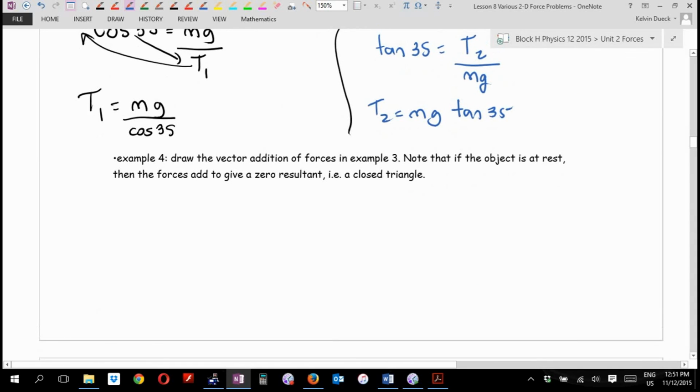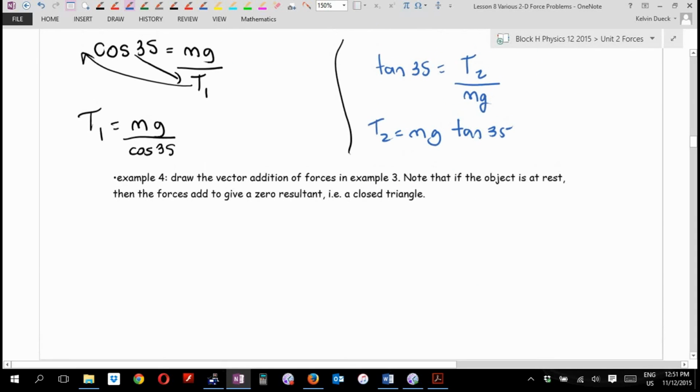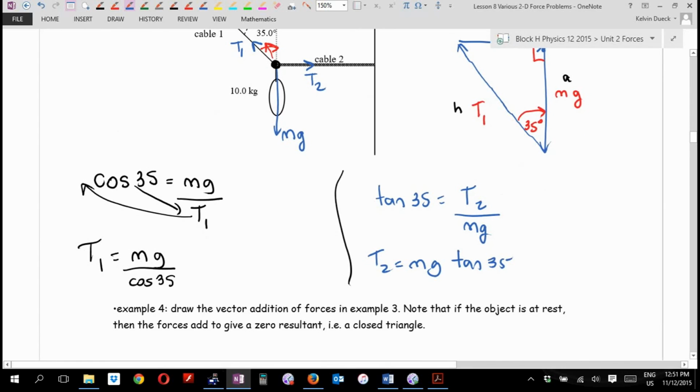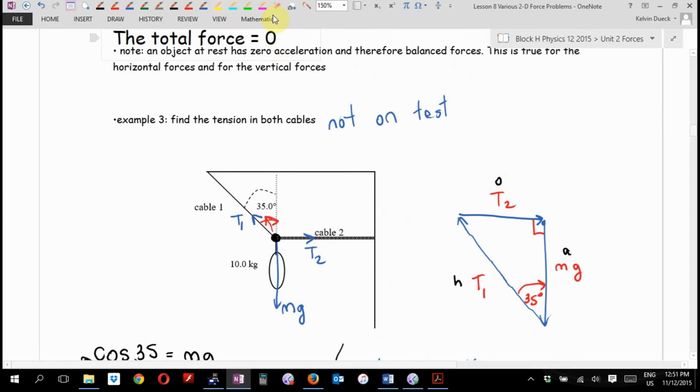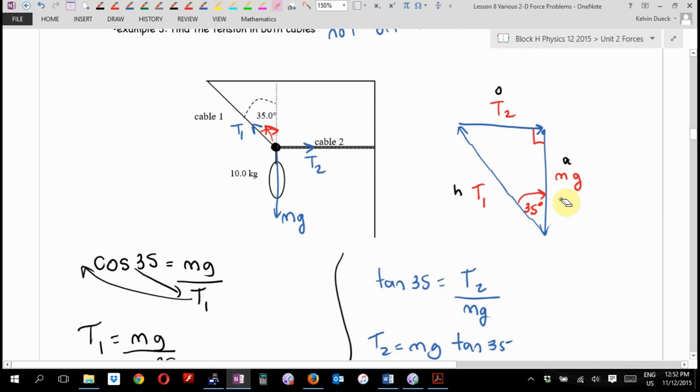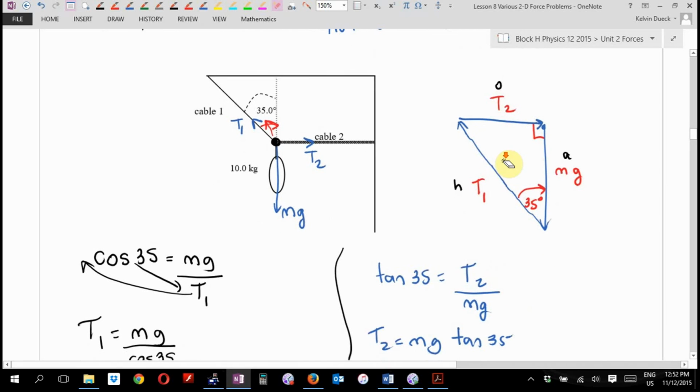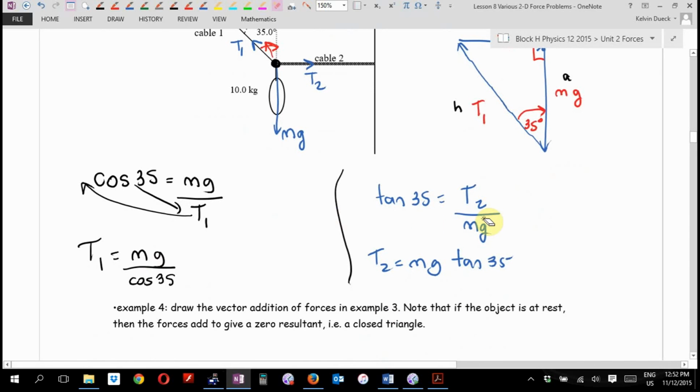So if you draw the vector addition of forces, you know what we did up here? Note that if the object is at rest, you get a 0 resultant. You get a closed triangle. Now, there is another way I could have done this. I could have broken this up into components. I'm going to argue here, though, components suck. They're way longer, because I was able to get this in one diagram and then 2 lines apiece.